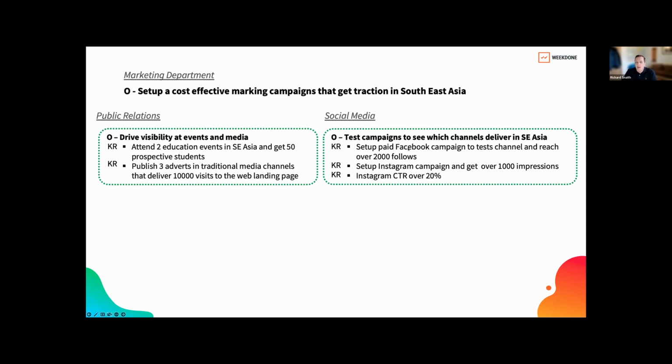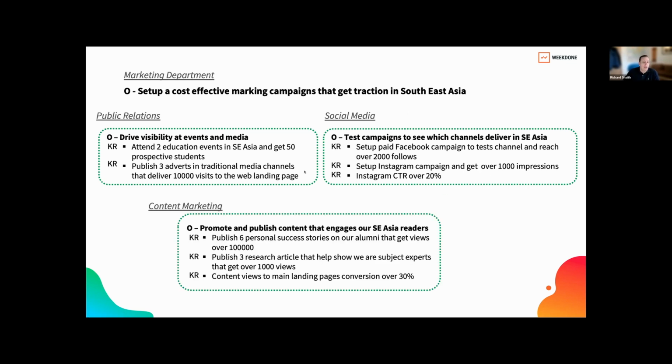Social media. Now, test campaigns to see which channel delivers in Southeast Asia. There are many different social media channels these days, but this team has said, right, Facebook and Instagram are the two they're focusing on. On one, they're looking to get followers. On the other one, they're looking to get impressions and click-through rates to see that people follow through and come back to us. And then we have a content marketing group who are going to publish success stories.